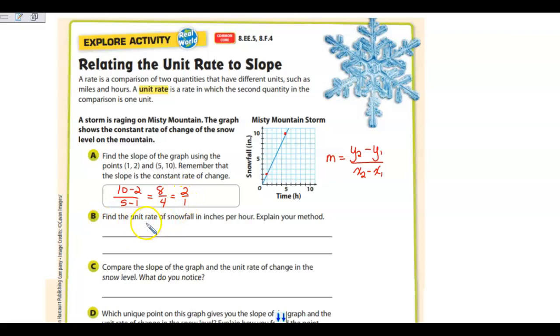So they want to know what the unit rate of snowfall is per hour. Well, these are the hours and these are the inches. So it was 2 inches per hour.